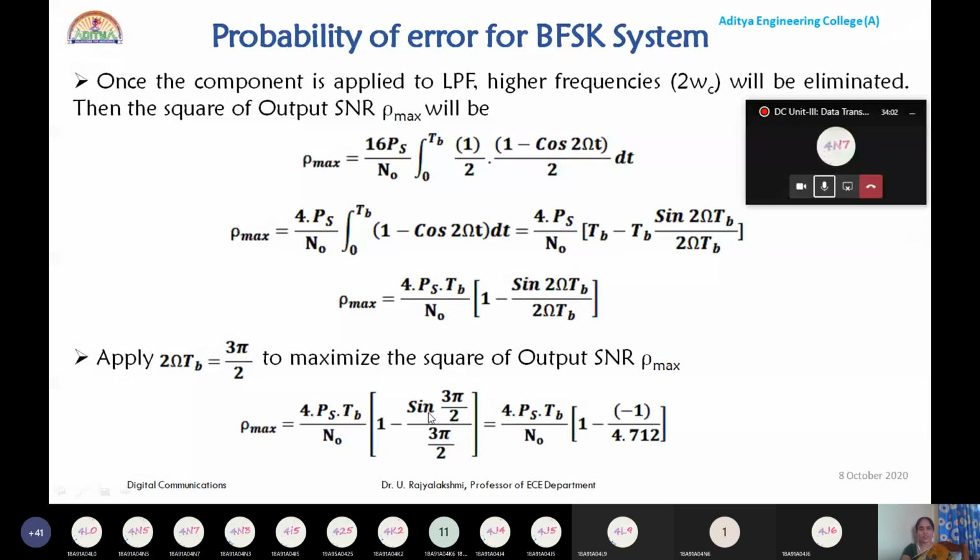That's why I directly substituted 1 minus sin 3 pi by 2 divided by 3 pi by 2. Here pi is 3.14, so if you substitute, you will get 4.712. And if it is an angle, it will be 3 into 180 divided by 2, which gives 270. So sin 270 degrees will be minus 1. So 1 minus, minus 1, divided by 4.712.